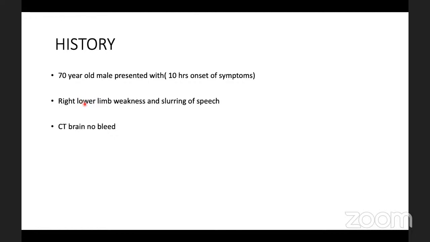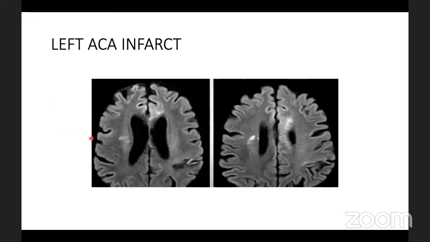So it is predominantly a lower limb weakness, meaning the paracentral lobule area may be affected, and slurring of speech. CT brain was done that showed no bleed. So we'll shift to MRI and we'll shift to MR perfusion scan. So this is the MRI. What it shows is a left ACA infarct.